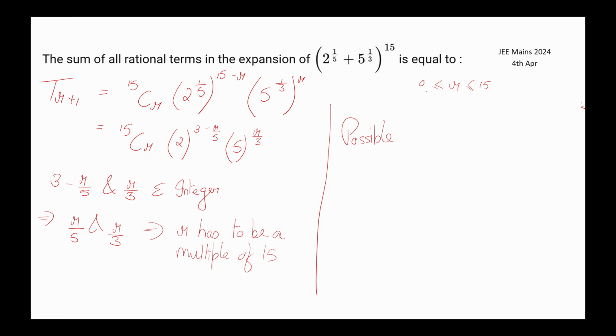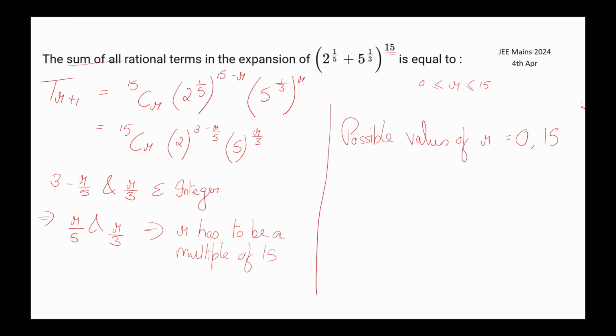But we know that r is always less than or equal to 15, because our n value is only up till 15. So what do the possible values of r become? It becomes 0 and 15. There are just two values possible for this equation for us to get rational numbers. They've told us to find out the sum of all rational terms. So let us put the values of r equal to 0 and 15 and find out the sum.